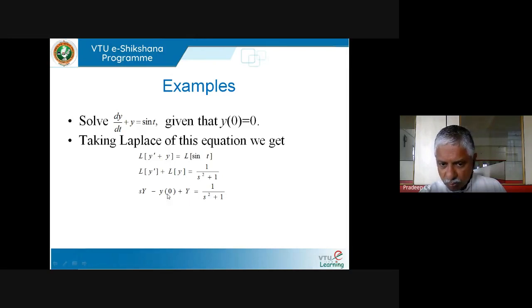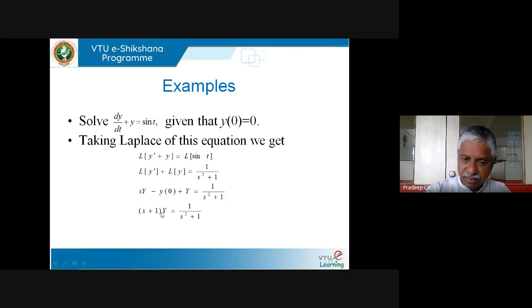Now you see y of 0. Do I know? Yes, I know y of 0 is 0. So this term is gone. I don't bother with it. The remaining thing is s times Y plus Y equal to 1 by s square plus 1. Remember, I'm trying to find small y. So first let me find what is capital Y. So solve this equation for capital Y. That means make Y the subject of the formula. I'm simplifying it here. s plus 1 times Y equal to 1 by s square plus 1, which means capital Y is 1 by s plus 1 into 1 by s square plus 1.